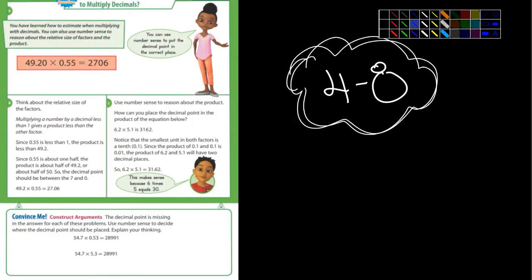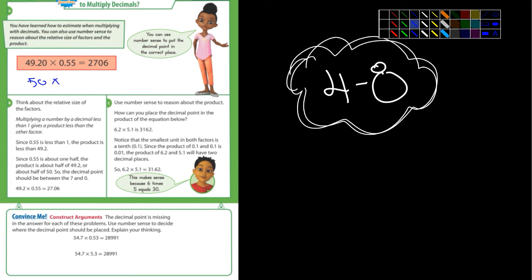Okay, so again, this is 4-8, and it's all about number sense. So look at this example they have here. I'm not going to go through the whole thing, but I just want you guys to think about this for a moment. 49.20, what could we round that to? What would be a good number that would be easy to work with? Yeah, 50. Okay, we could change that to 50, times, and then they have a 0.55.